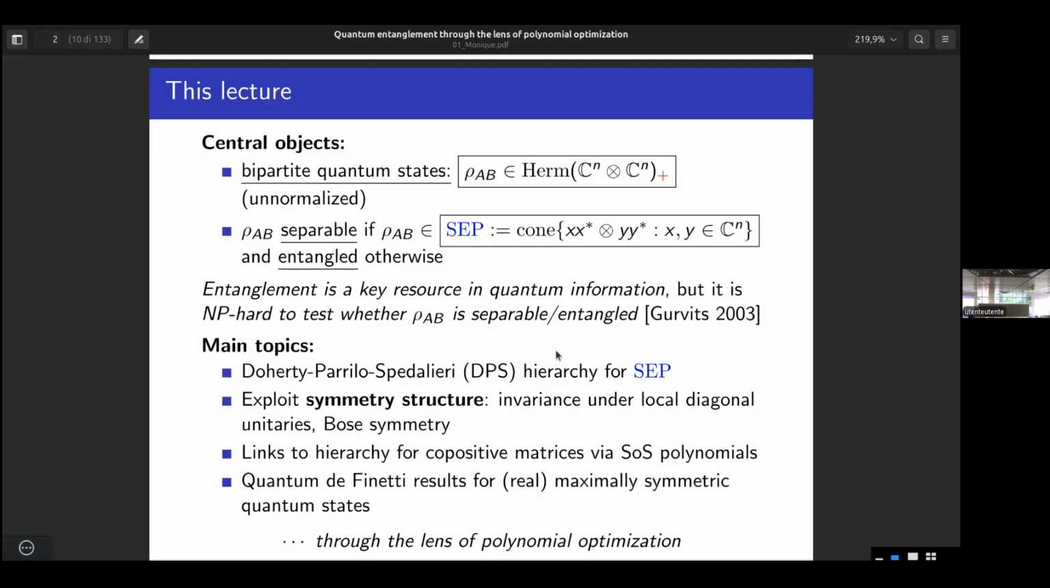And this will make the bridge to linking to some other hierarchies which are more known, especially in linear algebra or in optimization, so hierarchies for classical forms of copositive matrices. And finally, if time allows, I want to deal with some even stronger symmetry properties in both symmetry, namely maximal symmetry, and see how this links with quantum de Finetti type theorems.